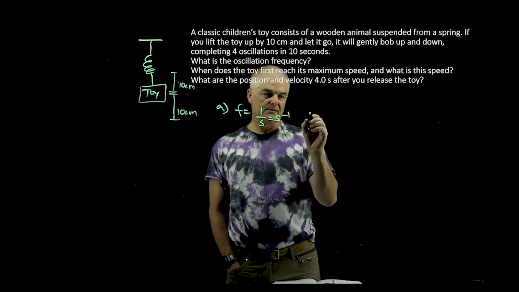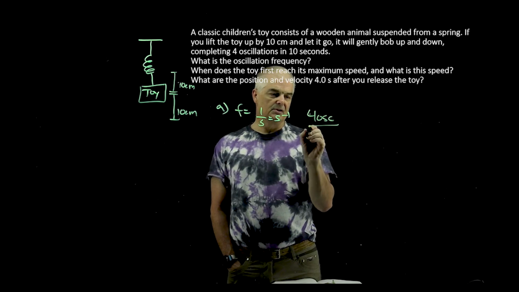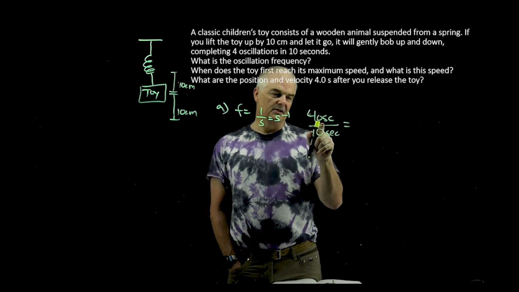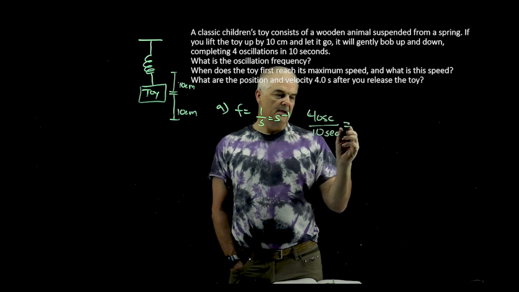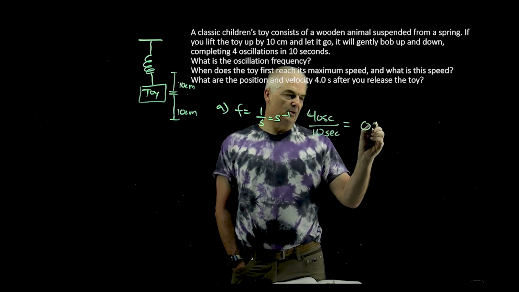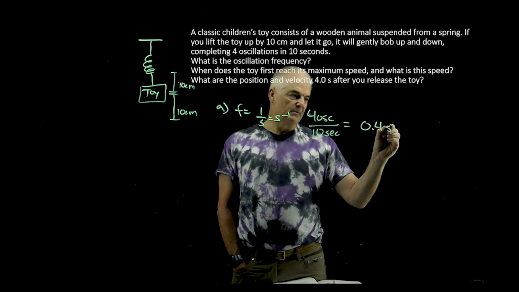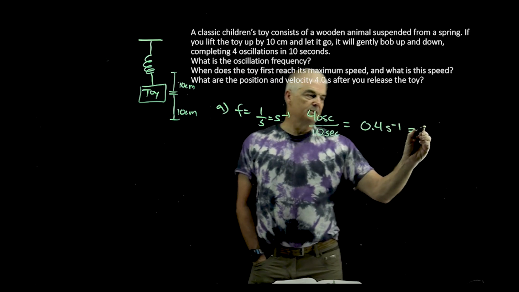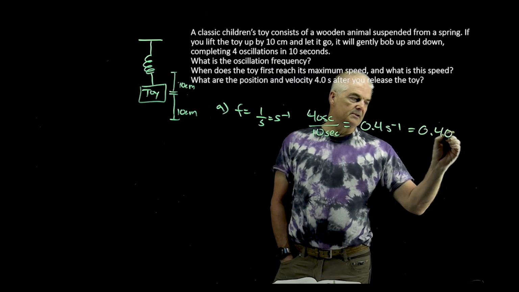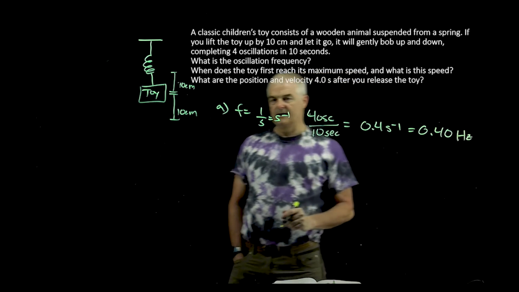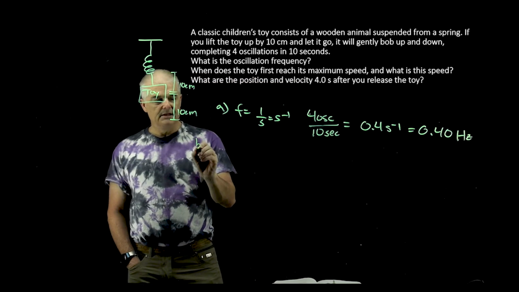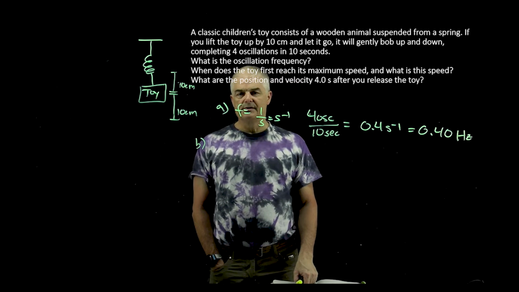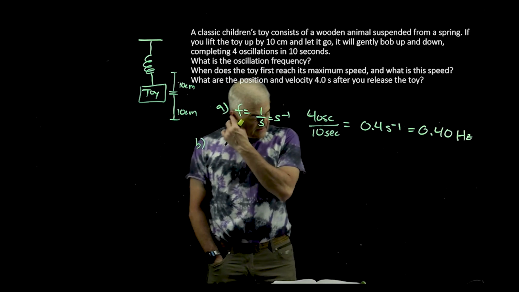And so if I want to do this, I know how many oscillations happen in a second. So I can say 4 oscillations in 10 seconds. The oscillations isn't really a unit, but it's convenient to write it this way. And the 4 over 10, I can do in my head. That's 0.4 seconds to the minus 1, or 0.4 over seconds. And the unit we use to actually say that is hertz. So that's the answer to A. To B now, what have I got on B? B says, when does the toy first reach its maximum speed, and what is this speed?